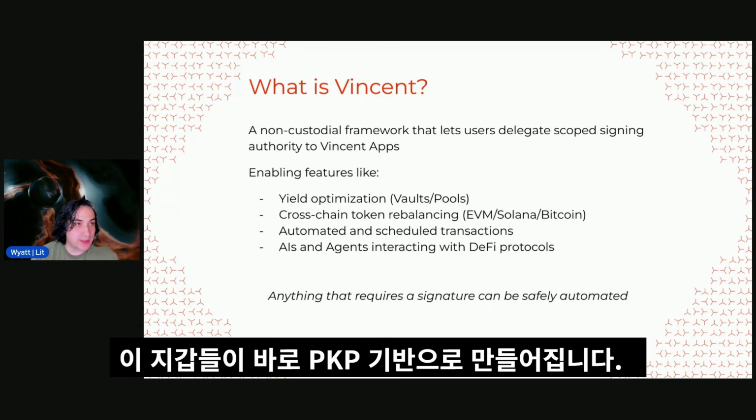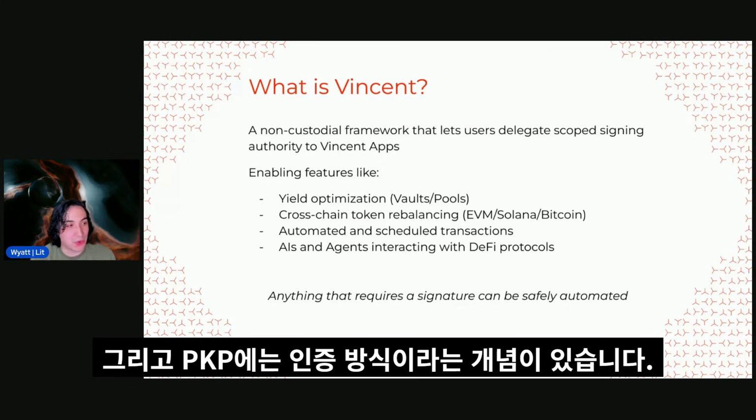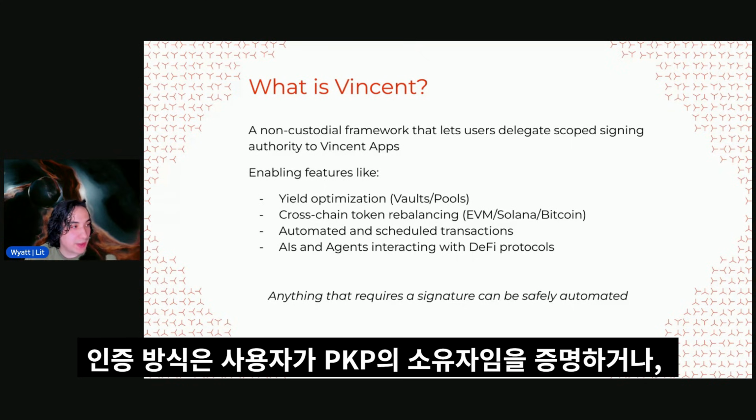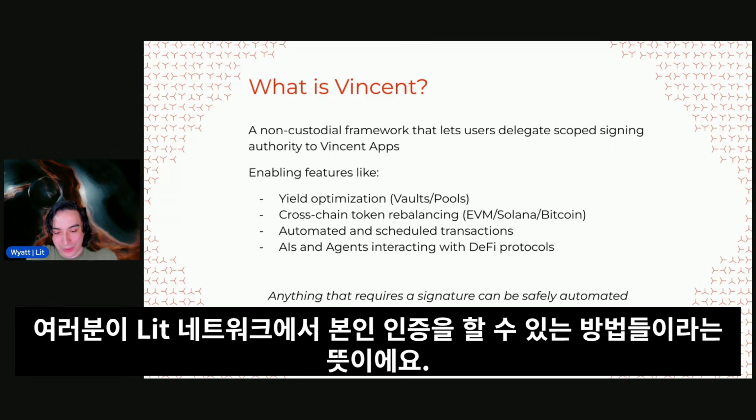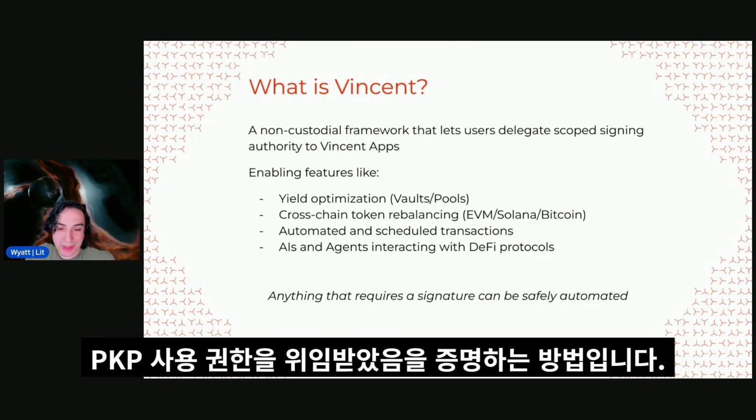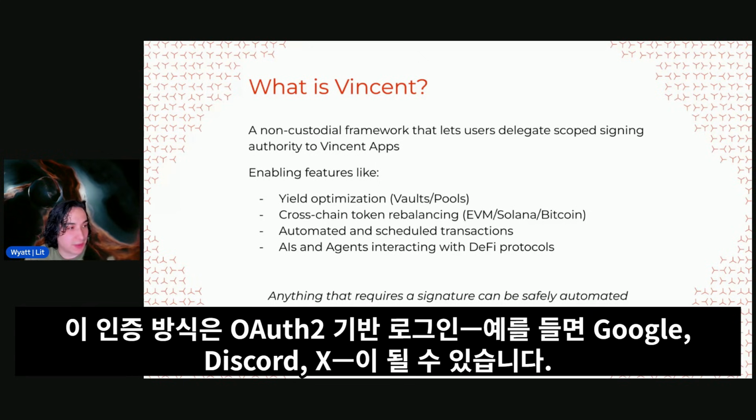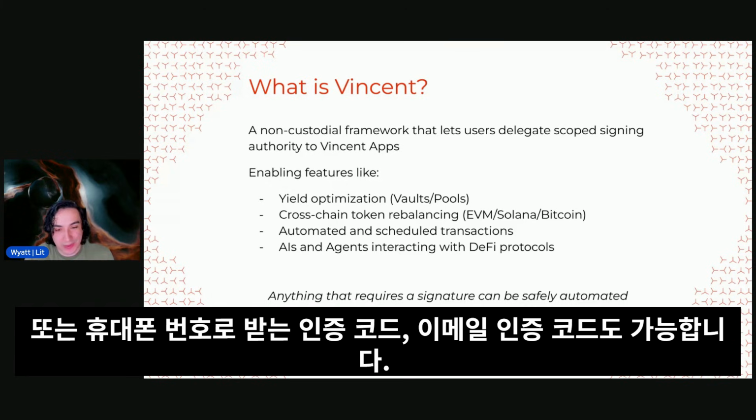And so with these agent wallets and with PKPs as a whole, you have what we call authentication methods. Auth methods are basically just what they sound like. They're ways for you to authenticate with the Lit network to prove that you own this PKP or that you have been given signing authority with this PKP. These auth methods can be things like any OAuth 2, so like Google OAuth, Discord, X. You can even have custom OAuth. They are phone numbers that you receive a one-time verification code to. They're emails that receive a verification code.